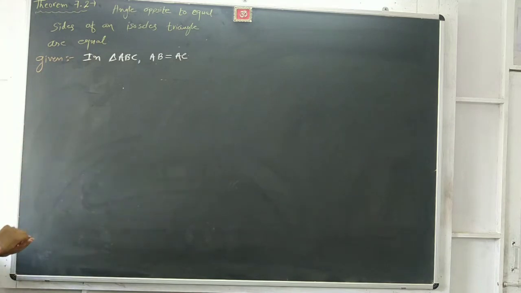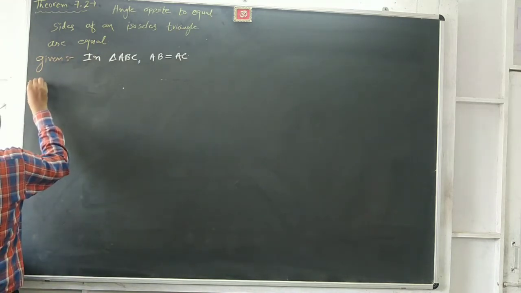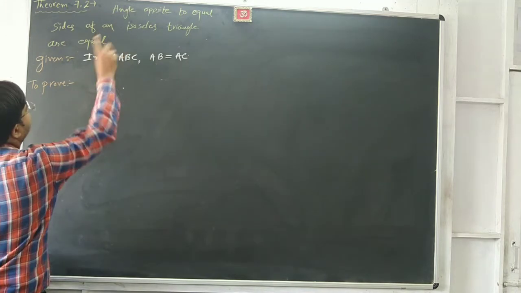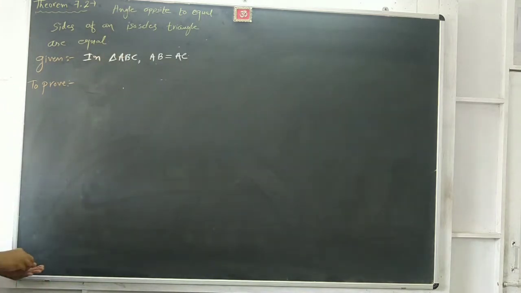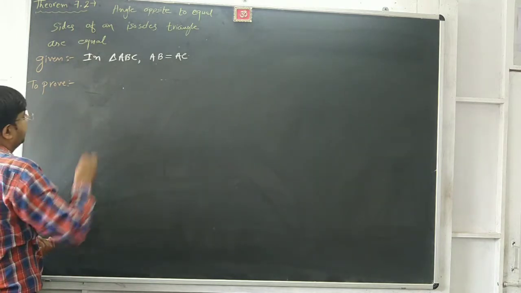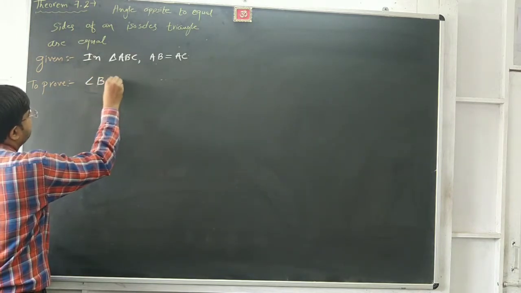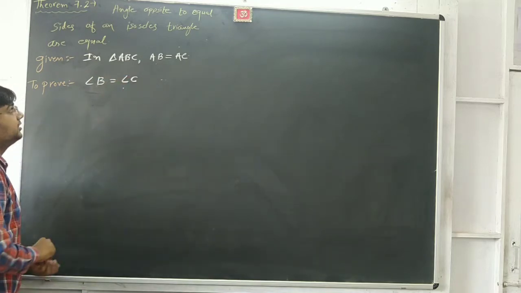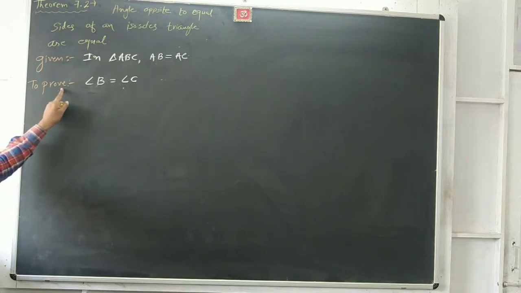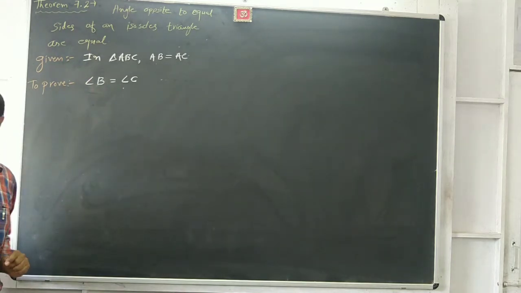This is the given. We have to prove that the angles opposite to equal sides of an isosceles triangle are equal. So I can write angle B is equal to angle C. This is the isosceles triangle, so AB is equal to AC. Okay, we have to prove angle B is equal to angle C.